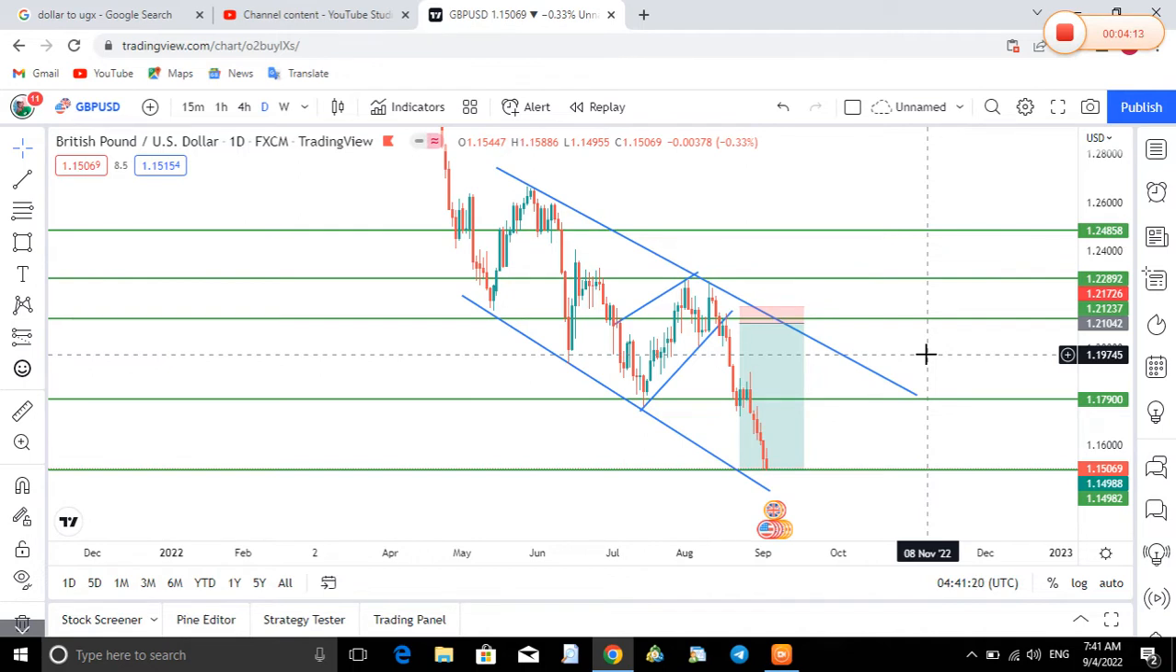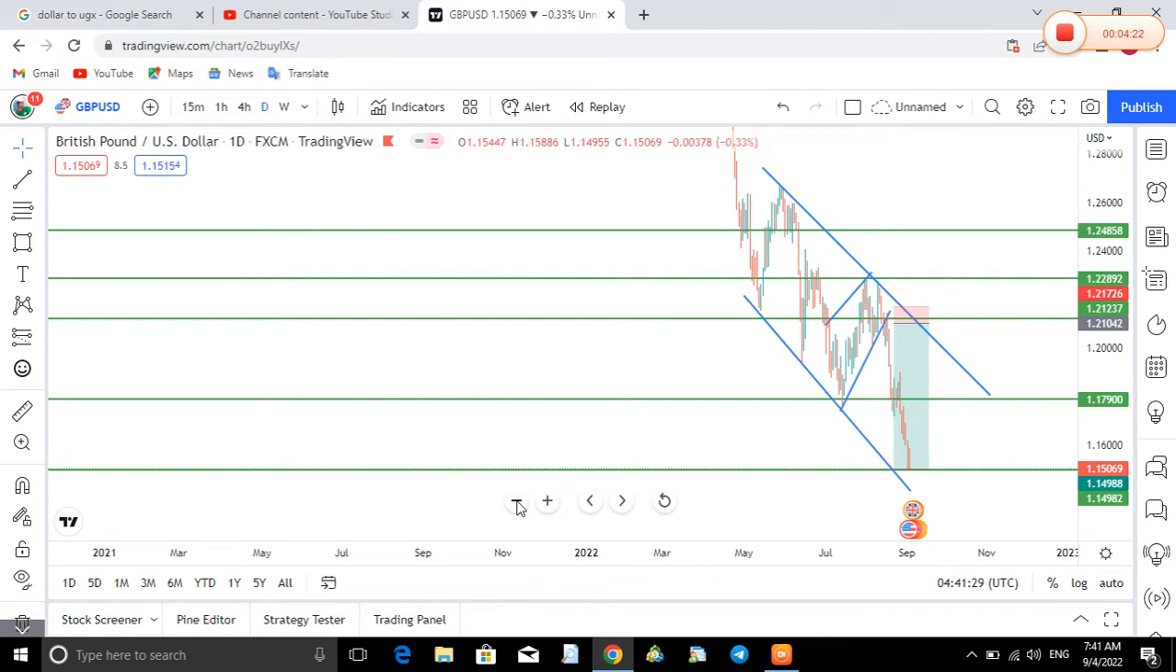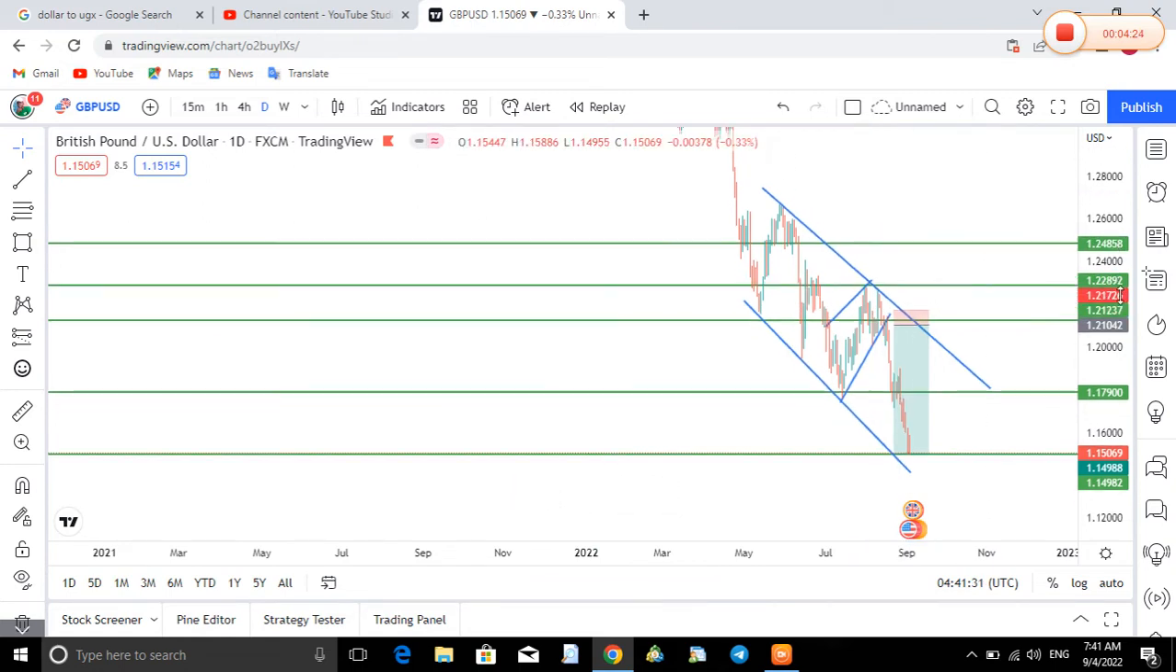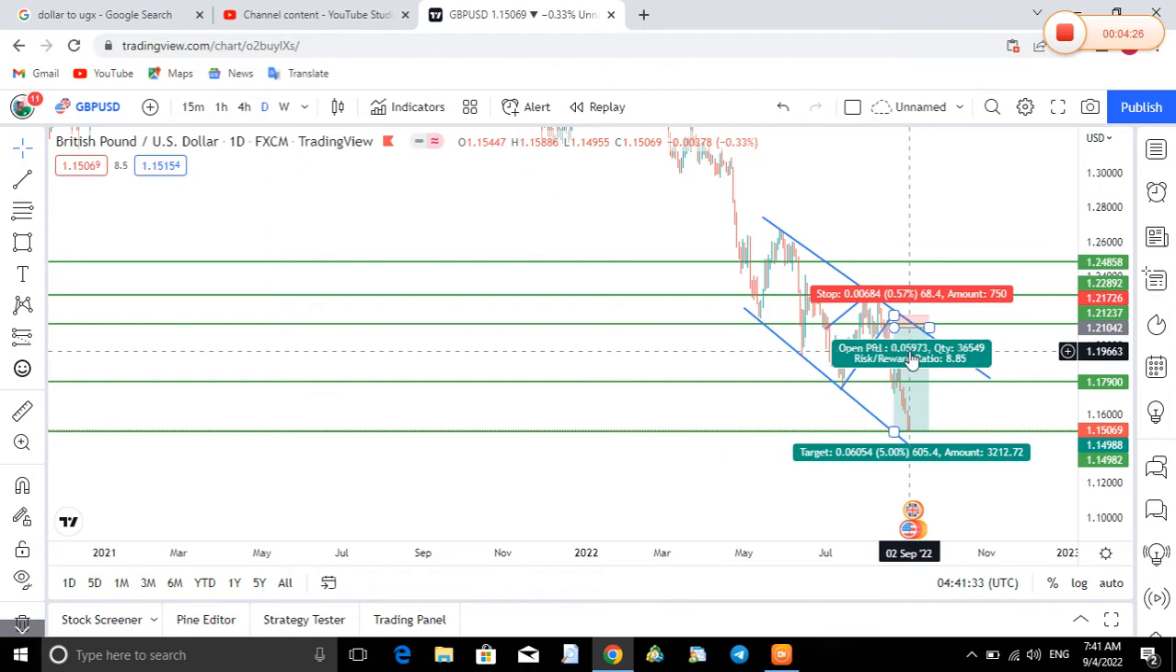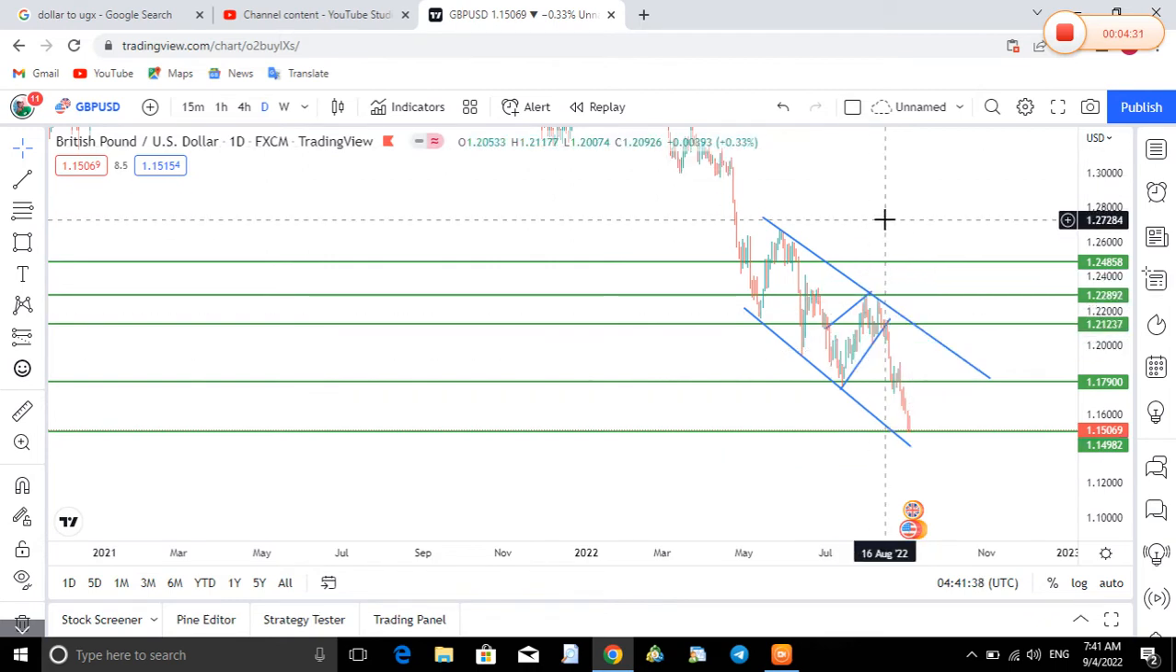Now for those who have been in this pair, we have been stacking a lot of pips, but at the moment, if you are focusing on GBPUSD, I think first hold on and we see where the market is heading, because at the moment we have a lot of selling pressure from the sellers.